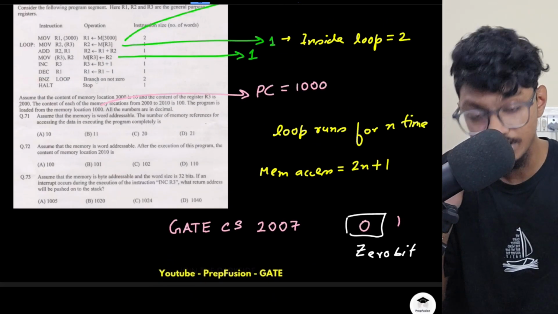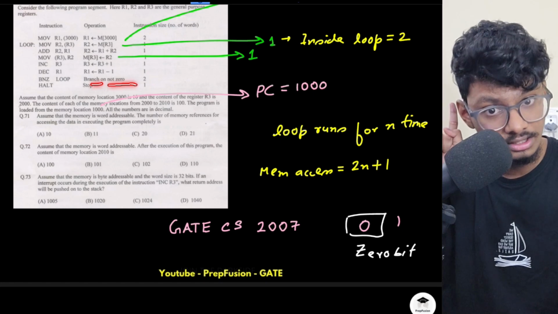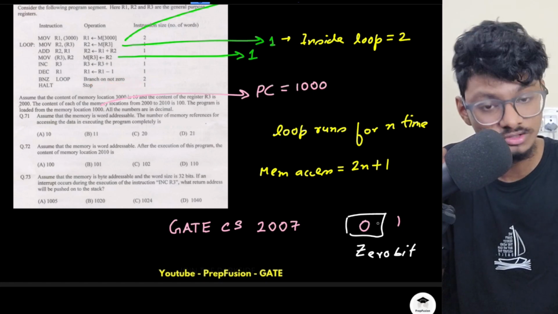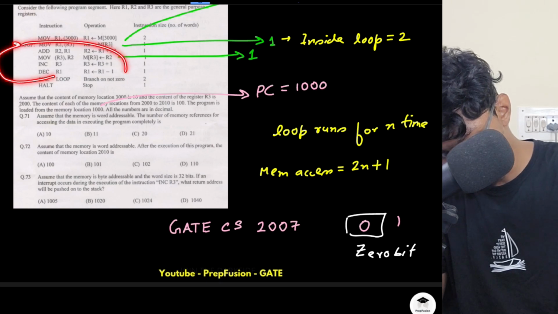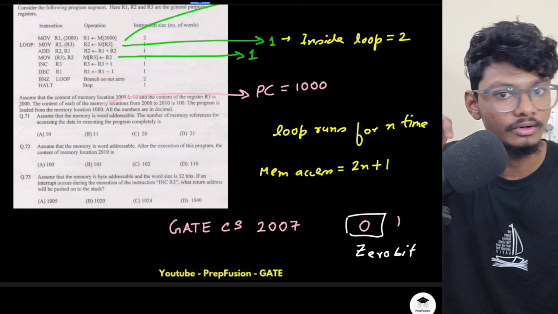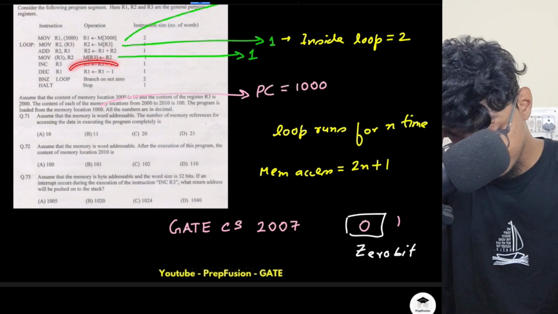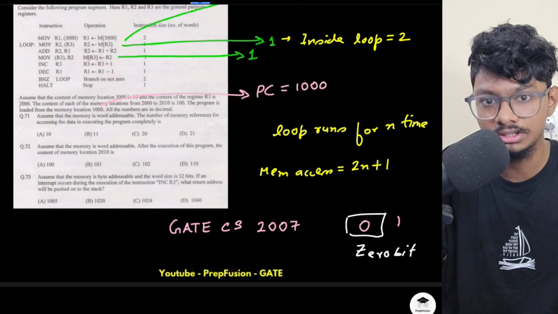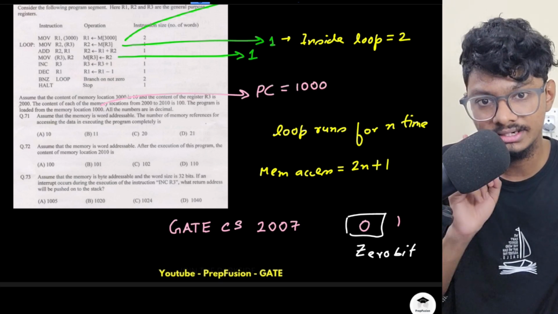And what is this telling me? The next instruction is branch if not 0. So I will branch only if the 0 bit is not set. So yes, it is not set, so I will branch to loop. I will again start from this loop, and this loop will keep on running until the previous instruction results in a 0. When will it result in a 0?